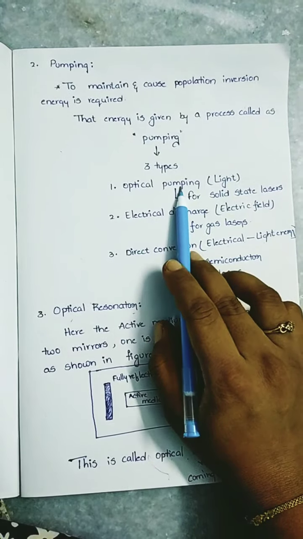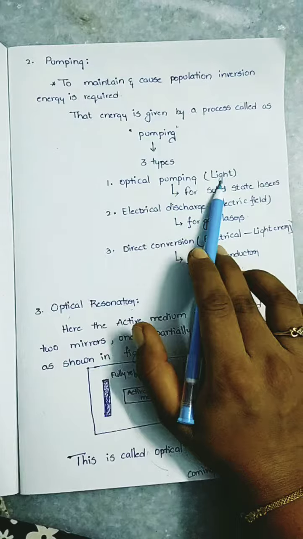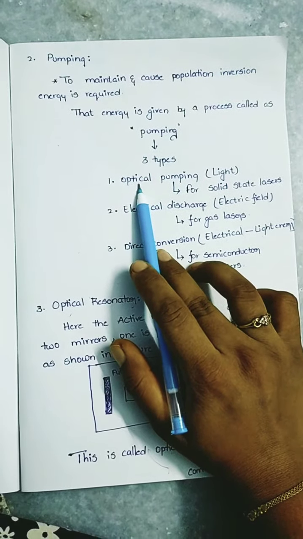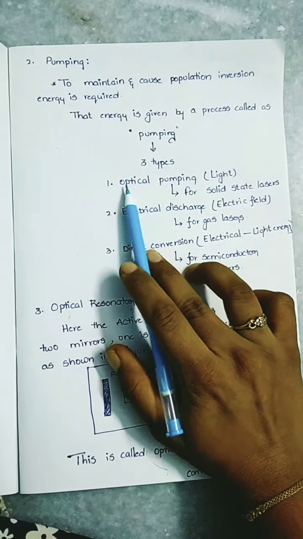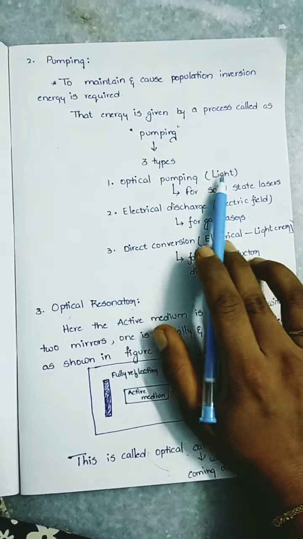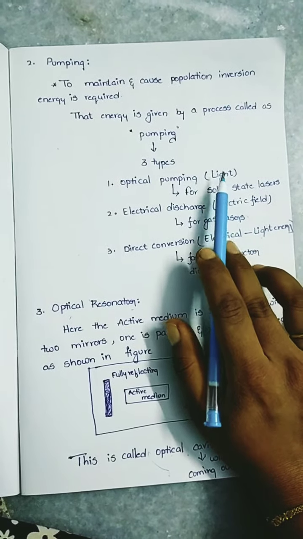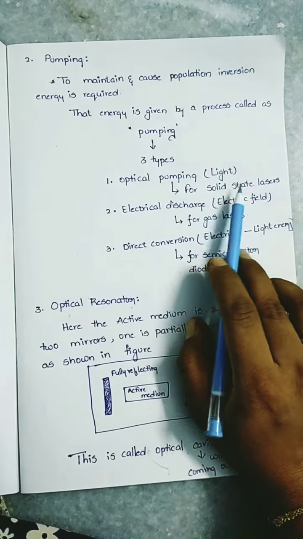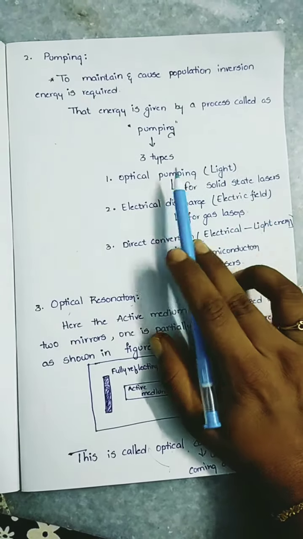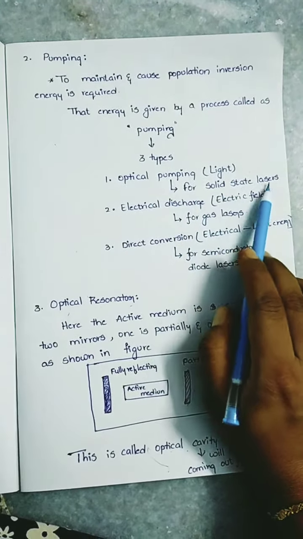In optical pumping, optical means light. I have discussed this term in solar cell. Wherever the term optical comes, it deals with light. So optical pumping means we will use light, and this is applicable for solid state lasers.